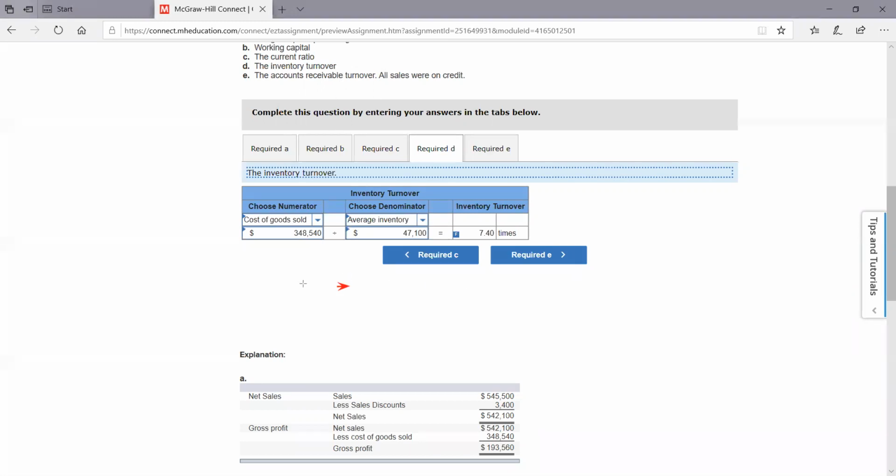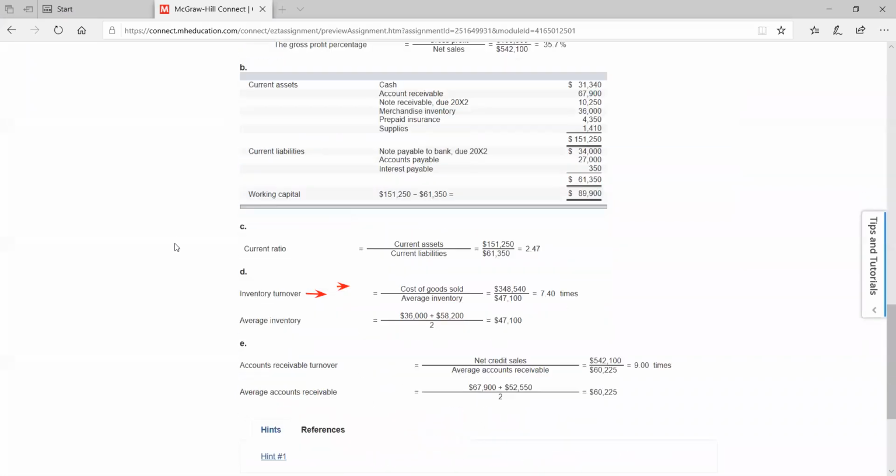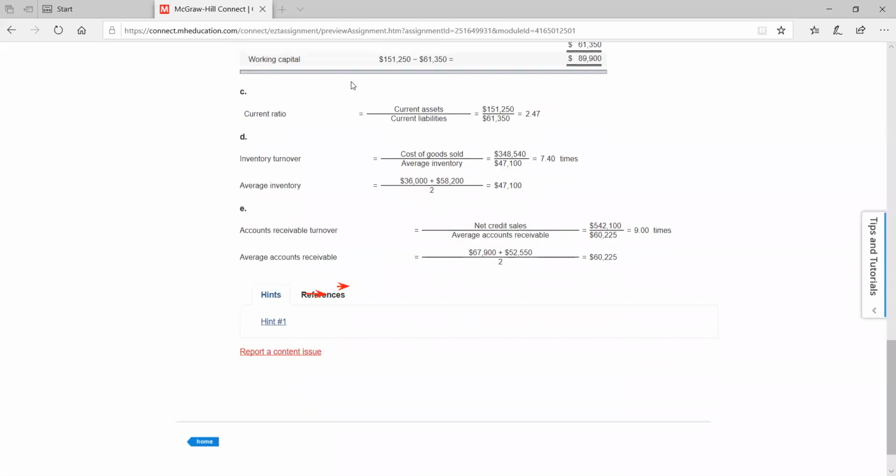And on this one, you need cost of goods sold divided by your average inventory. Let me show you this one. Let me go down. I'll just show you the calculation. Check this out. Remember, with average inventory, you have to take the beginning and ending inventories and divide by 2. So that'll be your denominator. And of course, cost of goods sold is your numerator, and you're going to get 7.4.